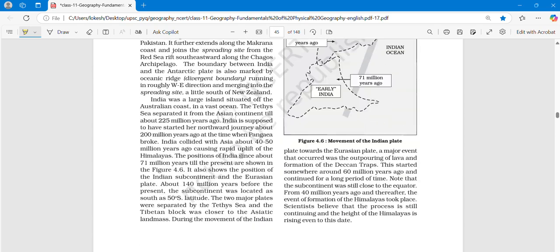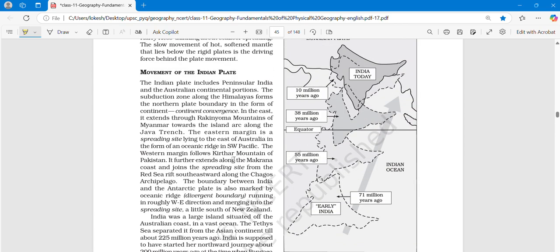Now we have Indian plate movement. The Indian plate, early India, was stuck to Africa and Australia. The subduction zone along the Himalayas forms the northern plate boundary in the form of continental convergence. In the east it extends through the Rakinyoma mountains of Myanmar towards the island arc along the Java Trench.